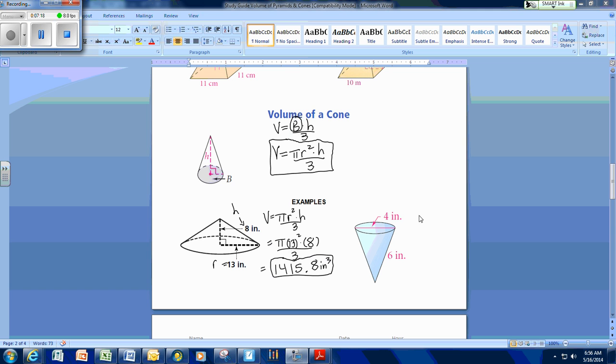So let's try another example here. Here we have a cone that's kind of flipped upside down, almost looks like an ice cream cone. And its volume again is pi times the radius squared times the height divided by 3. Now the radius in this case, 4 is the diameter, so that means this radius is going to be half of the diameter, 2. The height is down the center of that cone, which I don't know.